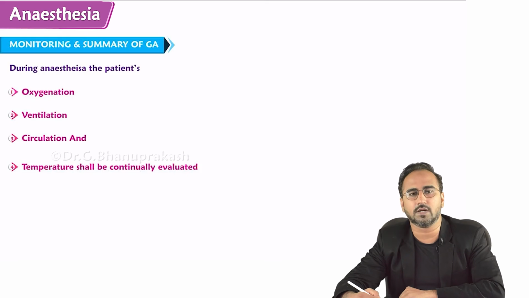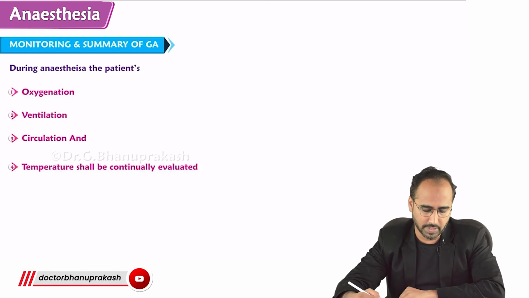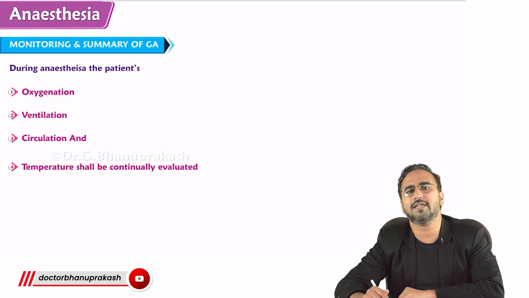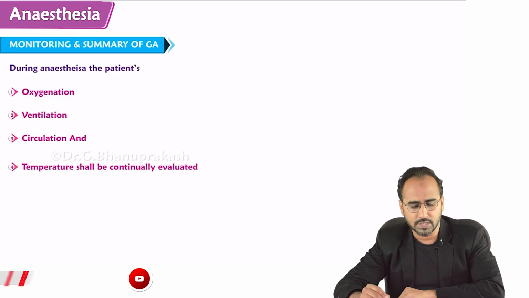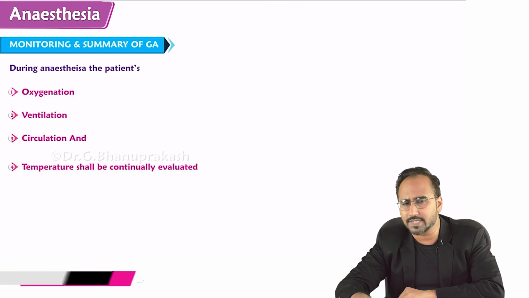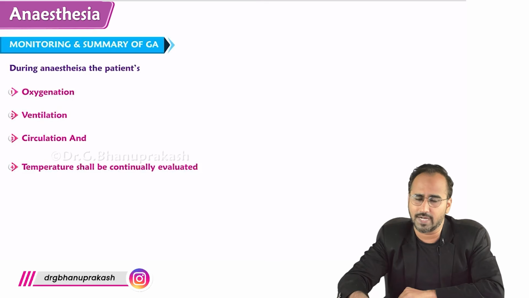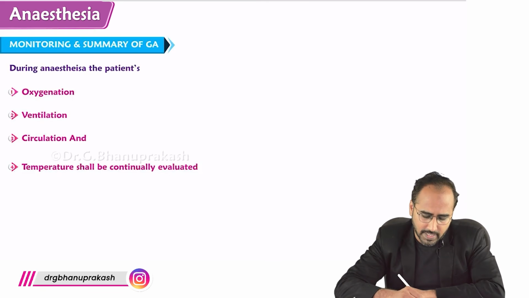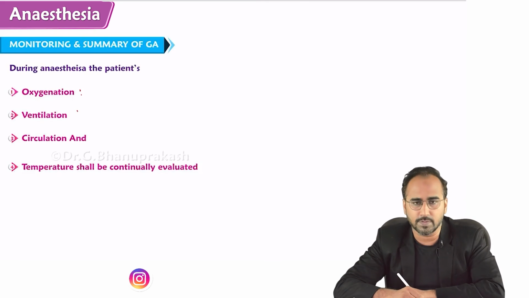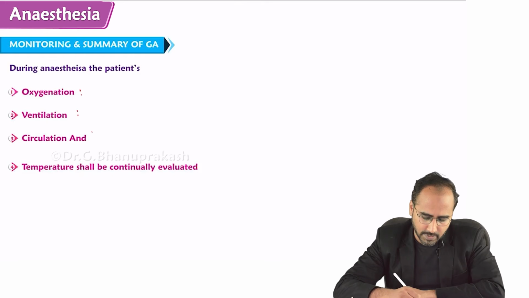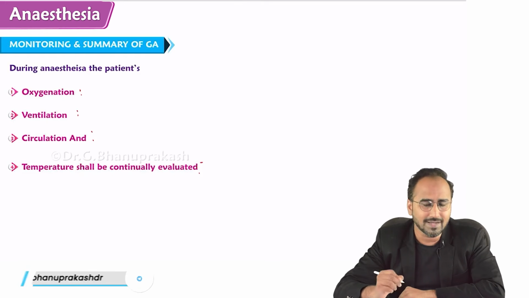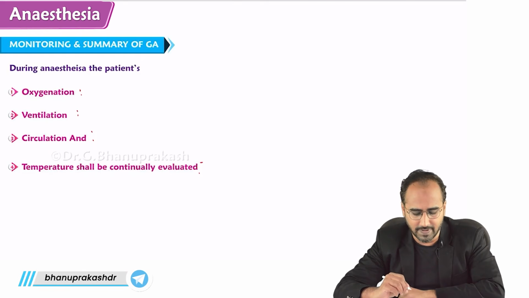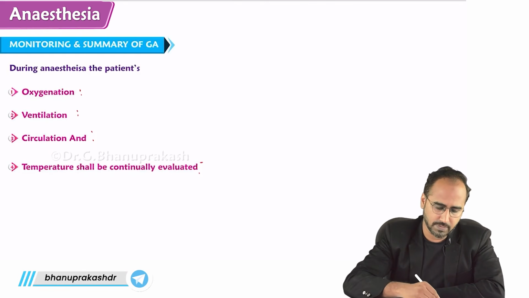Let us start with this topic called monitoring in anesthesia. Just now we have covered general anesthesia, right? So during general anesthesia, you have to monitor some things. You have to monitor the vitals of the patient. Vitals include what? You have to monitor the patient's oxygenation, ventilation, circulation, and temperature.